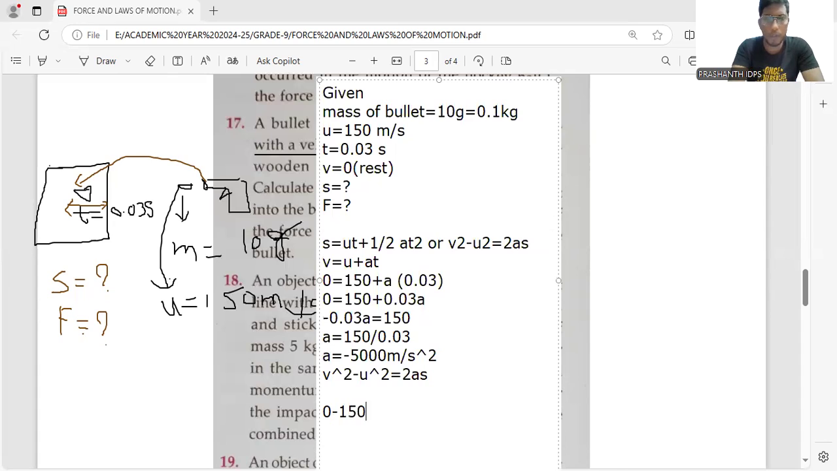So 150 into 150, square, no? So 150 square is equal to 2 into, what is the a value? Minus 5,000, into what is the s value? We need to find it. Okay, so if you observe here, 150 and 150 in this numerical, we may cancel. We'll cancel here.